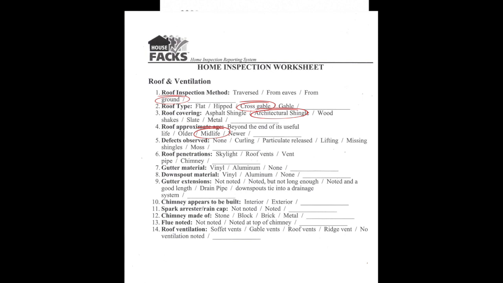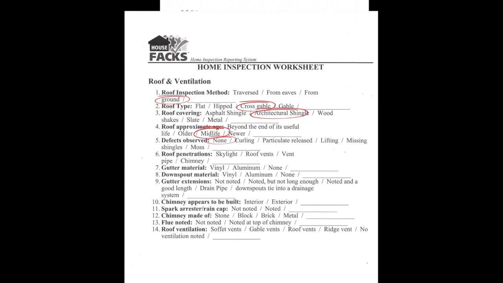Now, let's look at observed defects. As we were walking around the house, we were looking for multiple defects. We have curling, particulate release of the shingles, any lifting. Was there any missing shingles? Any moss? Anything that's loose? Are there separations? Are there cracks in the shingles? Any large debris? What about sagging of the deck? In this particular home, there were no defects observed. So here we would circle none.